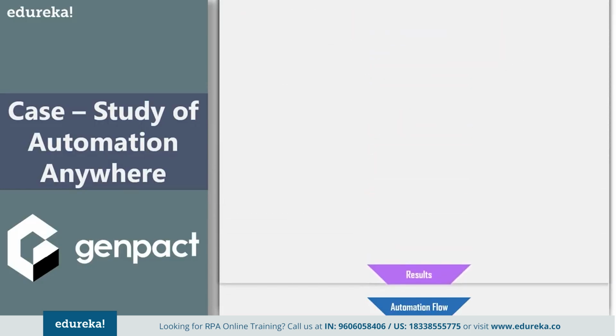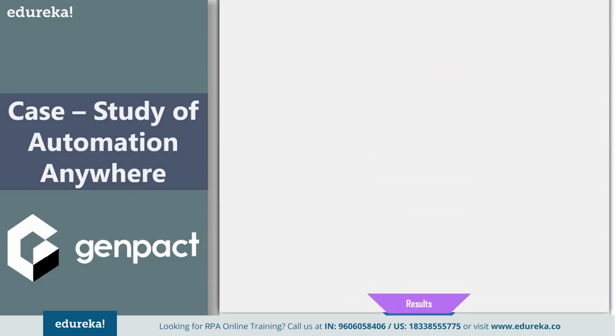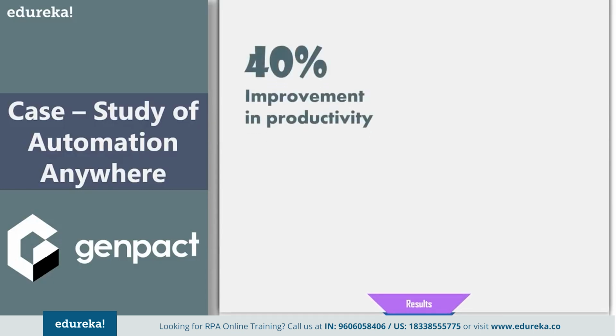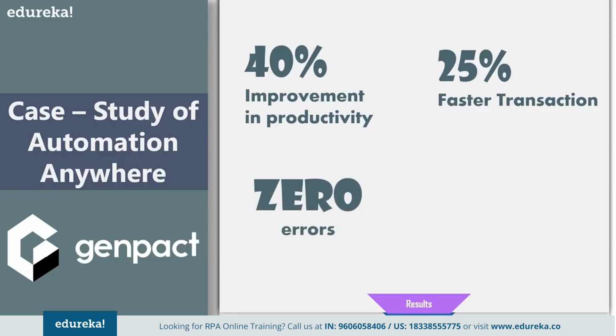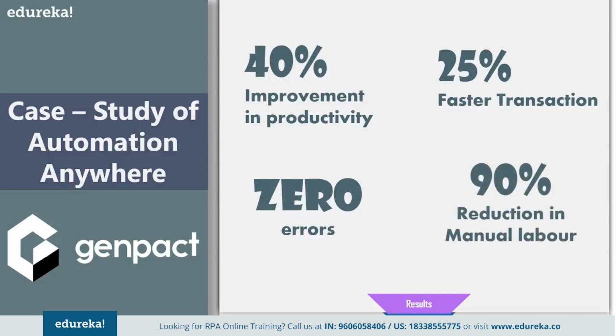Now moving on to the results of this particular solution, the results observed are quite good. There was a 40% improvement in productivity. There was a 25% increase in the speed of transactions. There were zero errors caused, as people were not doing anything manually, so there were fewer chances of errors, and 90% of manual labor was reduced, right? So this is, guys, quite a good number when you observe. Looking at such results, I'm sure you would be excited to learn Automation Anywhere.